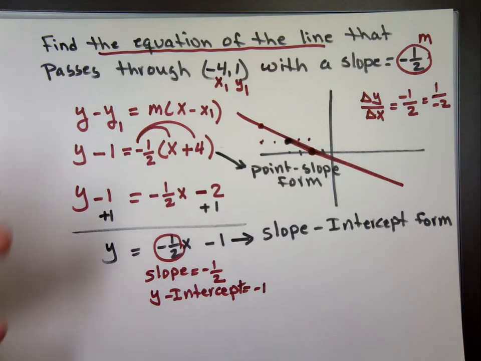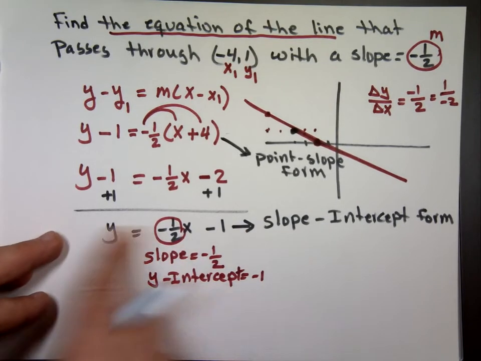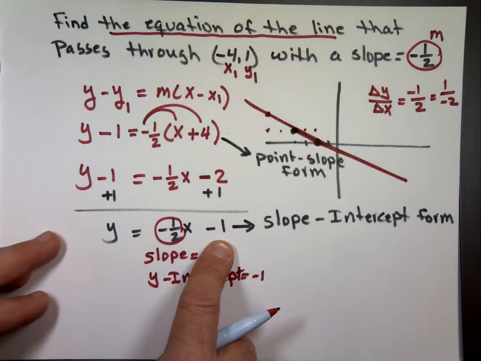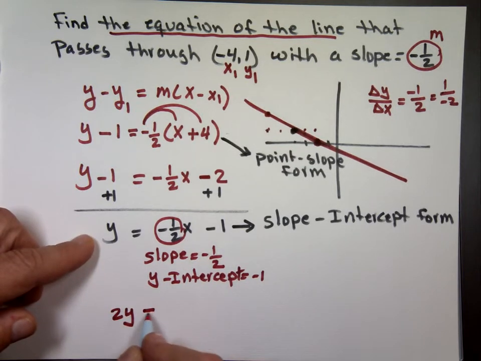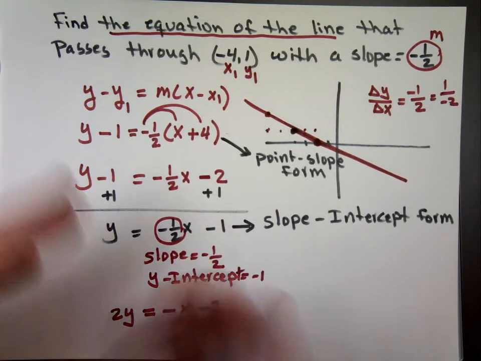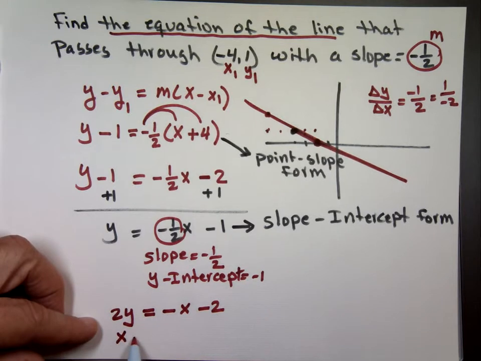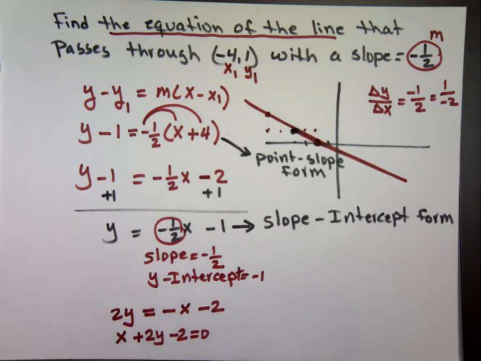I said, why even write it like this? We can make it faster. If we multiply everything by 2 here, you'll have 2y equals minus x minus 2. Now move everything to one side, and we like x first. You have x plus 2y minus 2 is equal to 0. That's a lot easier to type. I don't have to move the paper up and down. That's called the general form.